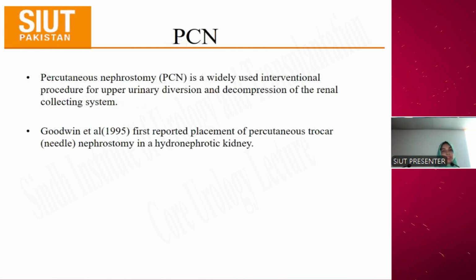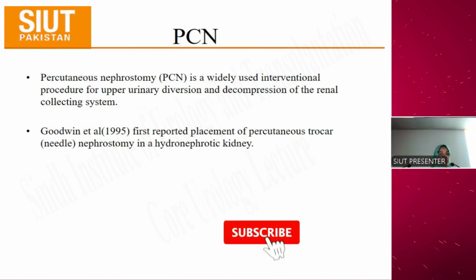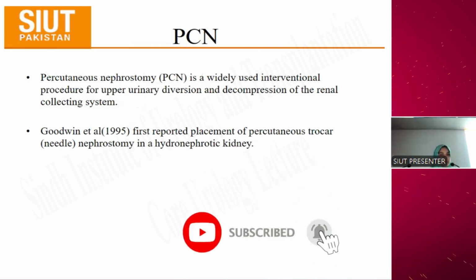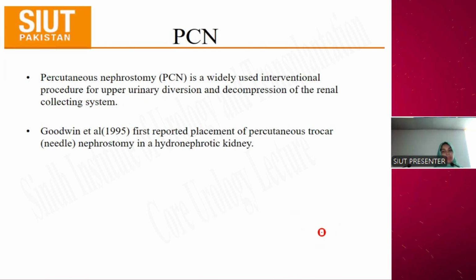So what are percutaneous nephrostomy tubes? They are tubes which are widely used for interventional procedures for the upper urinary tract drainage and decompression of the renal collecting system. Goodwin et al. first reported placement of percutaneous trocar nephrostomy in a hydronephrotic kidney.